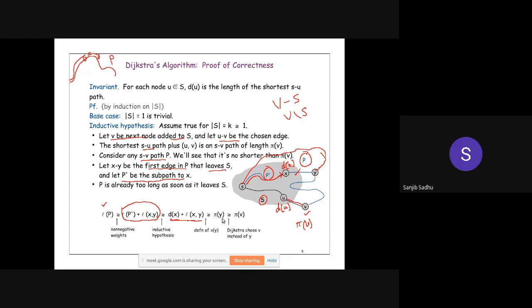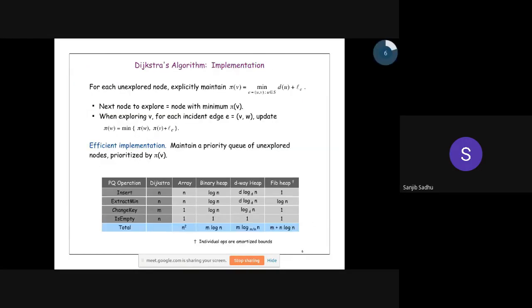And this pi y is greater than or equal to pi v. Why? Because Dijkstra is choosing this one as the next node. From V minus S, he is choosing this node v because its d value is minimum. So pi y is greater than or equal to pi v. Therefore the length of the path p is greater than or equal to that. So if it is so, it is true for all the other cases also.